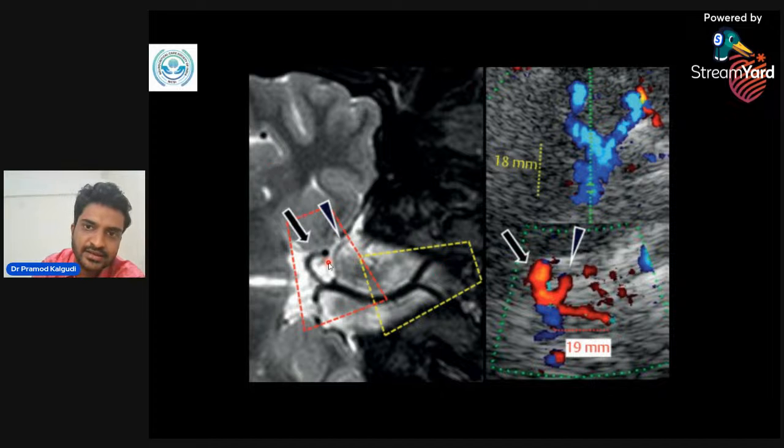This is from an axial plane. This is from somewhat coronal plane, semi-coronal, I would say. So you can see the basilar segment. This is 19 millimeter here. This is more or less 18 millimeter. And these are the PCAs coming out of basilar.